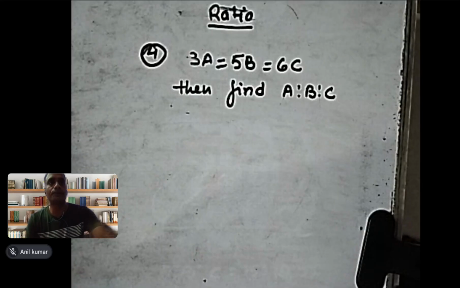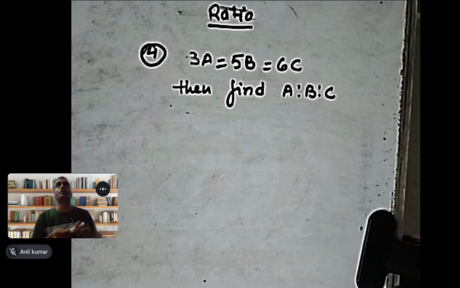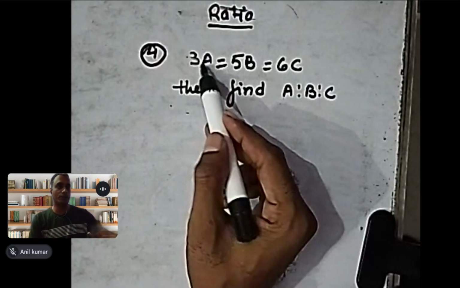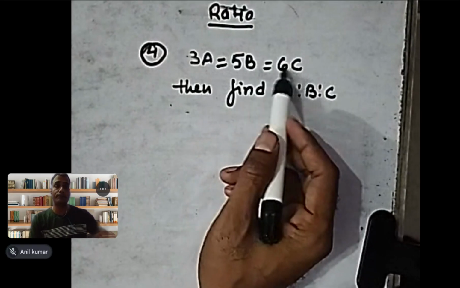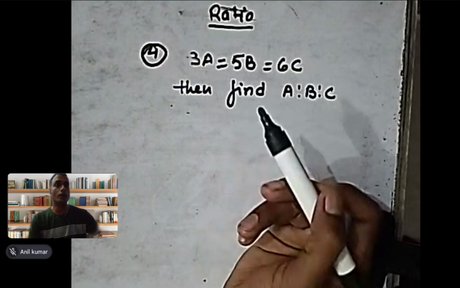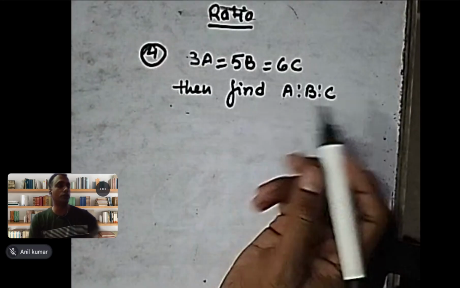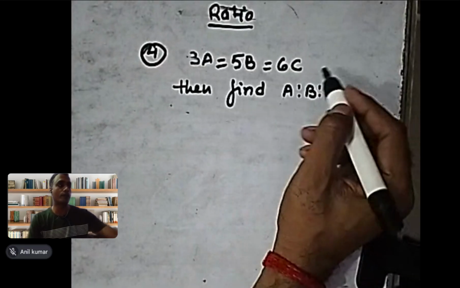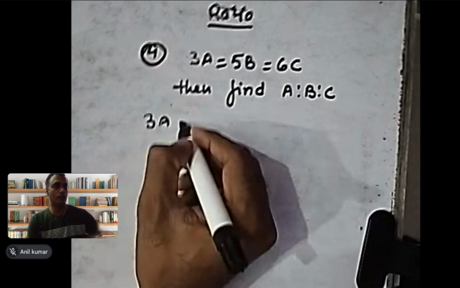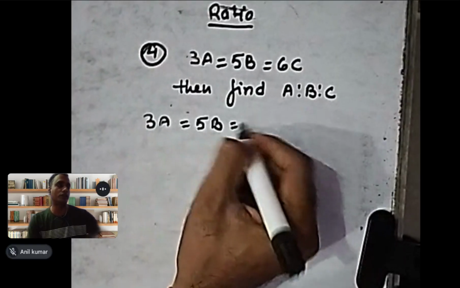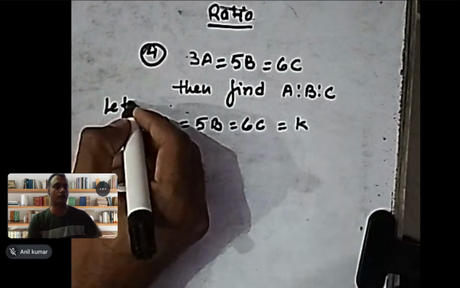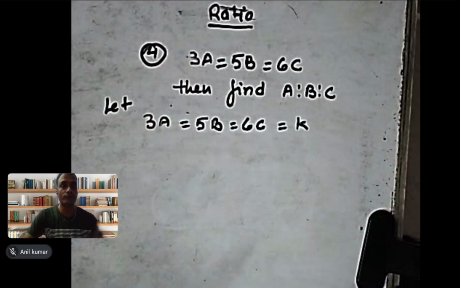So this is the next type of question given in the book. Here, multiple of A equals multiple of B equals multiple of C. They are not single values for A, B, and C. They are all equal to each other in some common multiple. Then in these types of questions, you have to let 3A equals 5B equals 6C, and you have to take a common term, that is k or a, b. You can let any term, but not one used in the given values.